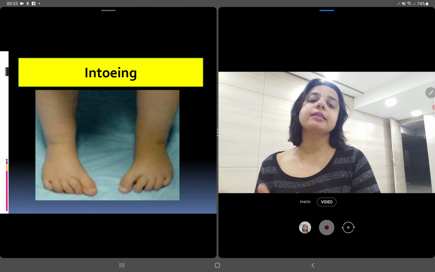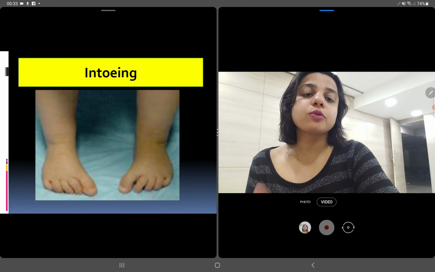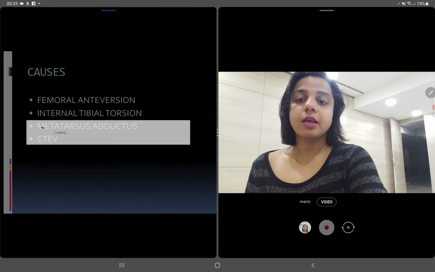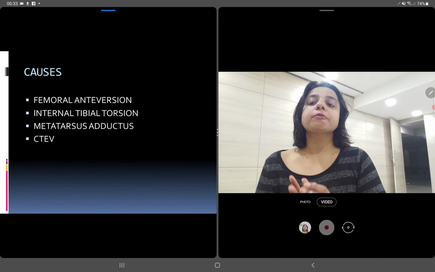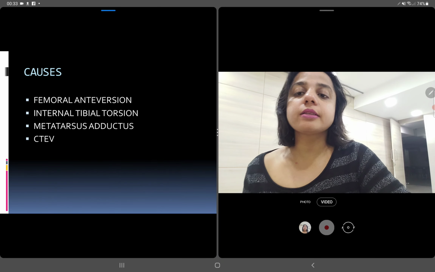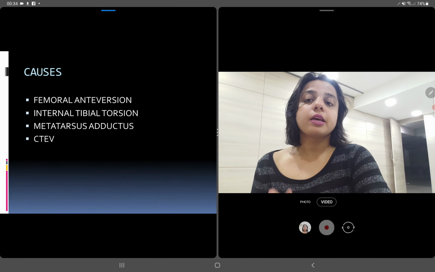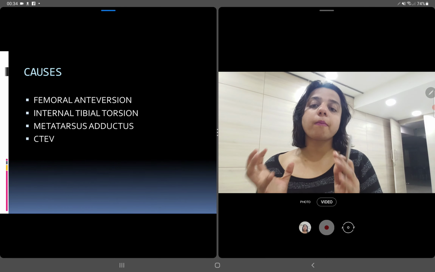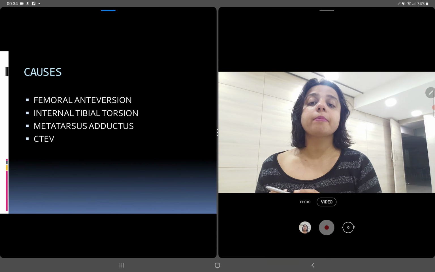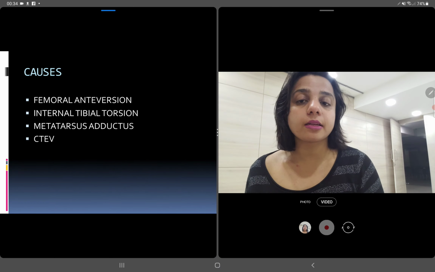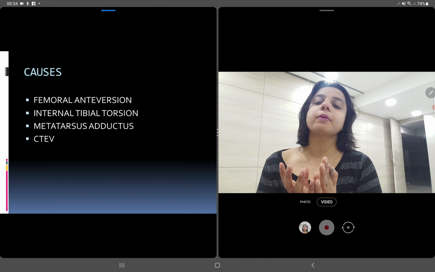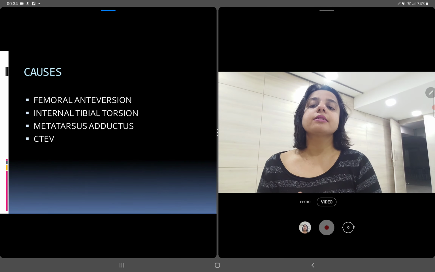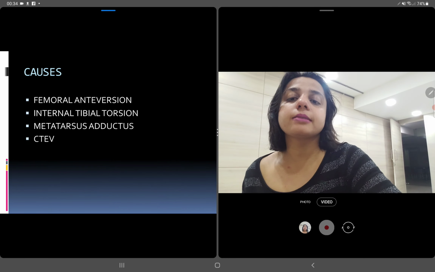So today we will talk about intoing. Intoing is the medially deviated foot, as you can see in this picture. So what are the causes of intoing? There is femoral anteversion, where there is a problem in the femur. There may be a problem in the tibia, that is internal tibial torsion, or there may be a problem in the foot itself, that is metatarsus adductus and CTEV.